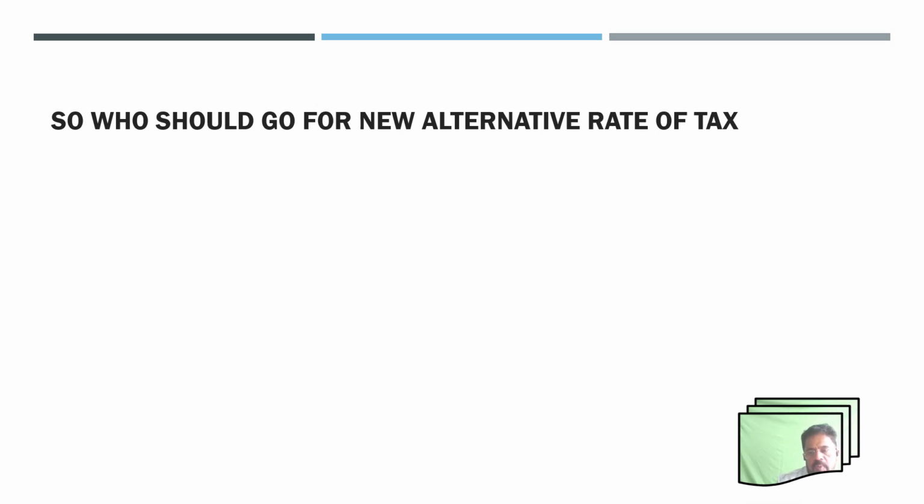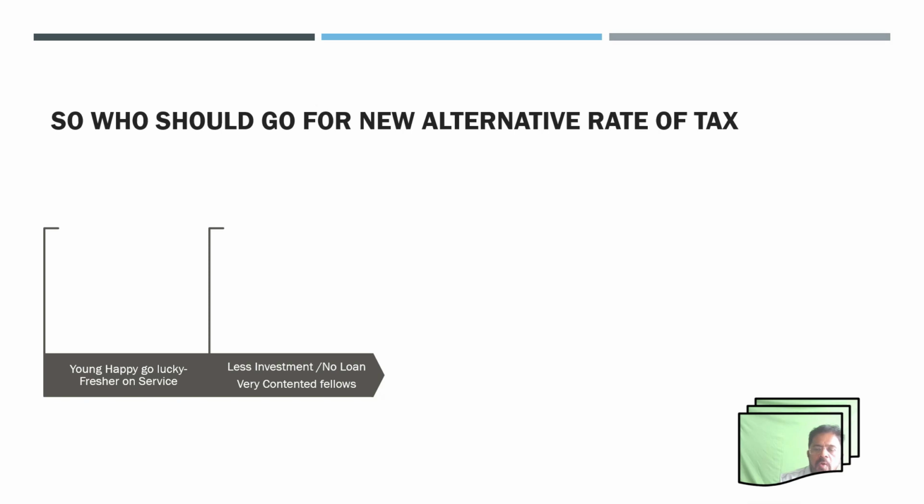This is the conclusion part. But at the same time, before I go into the general conclusion, again I request you kindly go through the deductions which you have to forego, recalculate your income and then select the scheme. But by and large, if you are a young person, a fresher in the service and you are happy-go-lucky, no commitments, you can definitely opt for this new alternative rate of tax and pay lesser tax. If you have no investment or no loan and you are a very contented fellow, then also no problem, opt for the alternative rate of the new scheme.